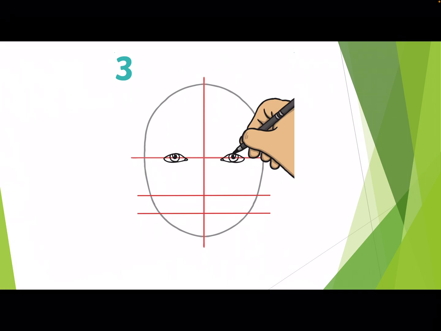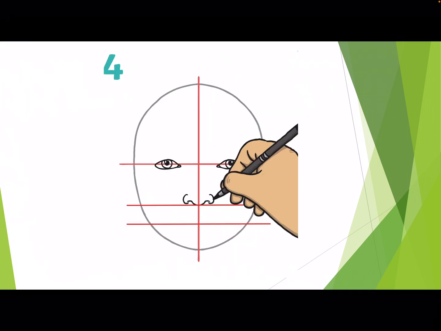The first features you're going to draw will be the eyes. You're going to look carefully at the spacing. If you have a look there, they're equally spaced pretty much from the vertical line. You're going to draw the outline of it first and then draw the basic shape of the eye. You'll see that it almost cuts through the middle of that horizontal line.